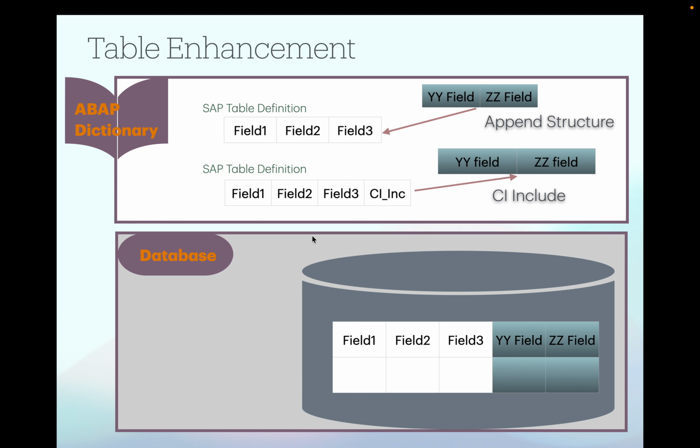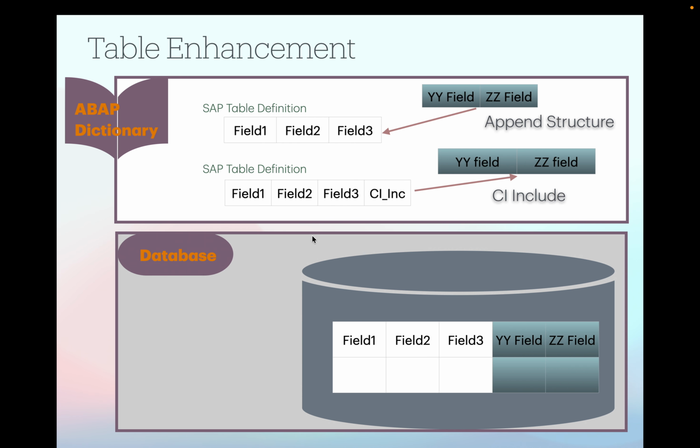Both techniques allow you to attach fields to a table without modifying the table. Append structure is a structure you assign to exactly one table. There can be several append structures for a table. During the activation, the system searches for all the active append structures for the table and attaches them to the table.